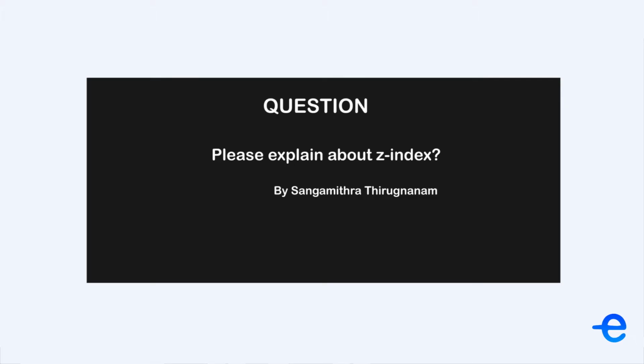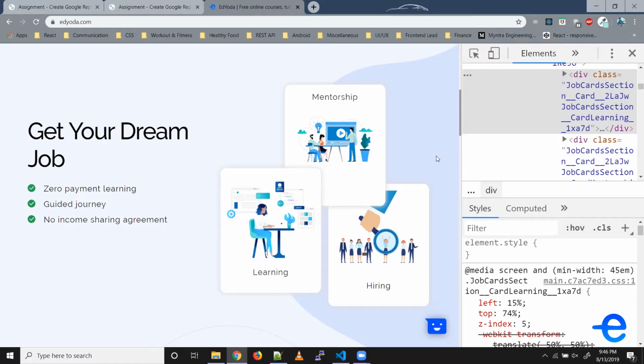Moving on to the first question, which is asked by Sangamitra. So the question is, please explain about z-index. Alright, let's try it with an example. As you can see on the screen, I've got these three cards: the learning card, mentorship card, and hiring card.